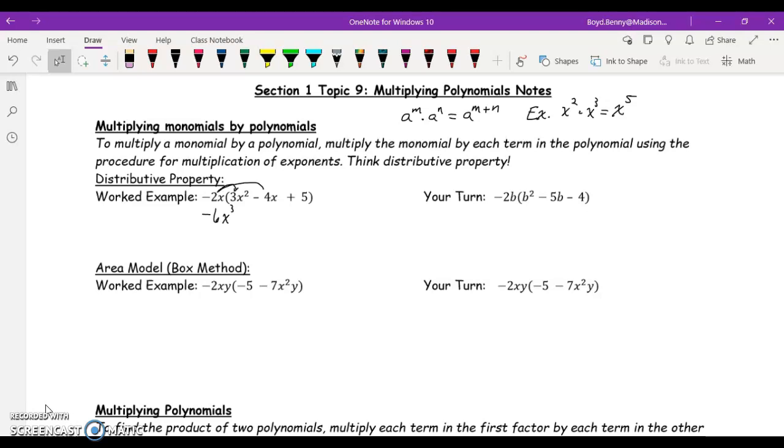Then I'm going to multiply negative 2 times negative 4. That's going to give me a positive 8. And x times x is going to give me x to the second power. Last, I'll distribute the negative 2 to the positive 5. That'll give me a negative 10. And since I don't have another variable to multiply, I'll just simply put the x on there. Okay? Make sure your answer is in standard form when you're finished. In this case, mine turned out to be in standard form as we multiplied.